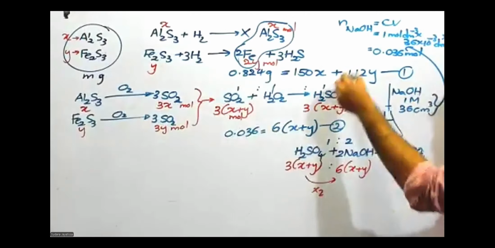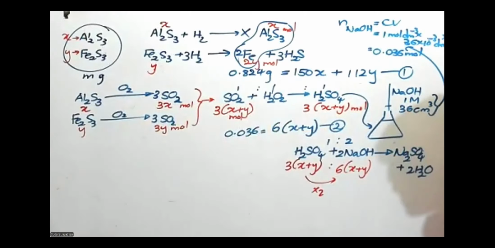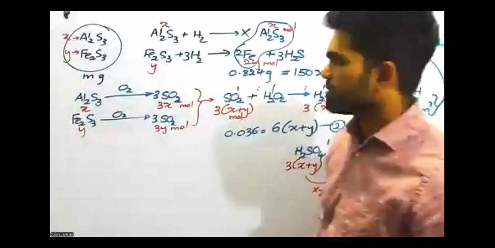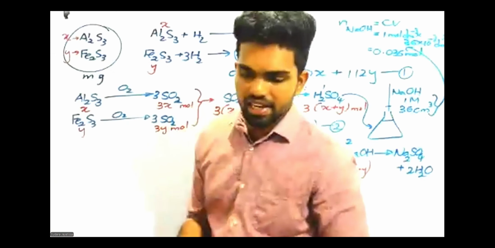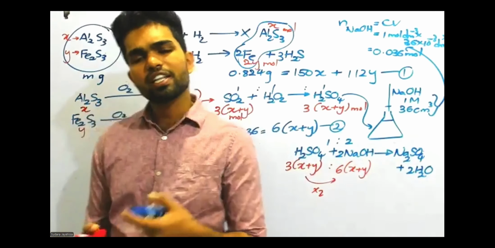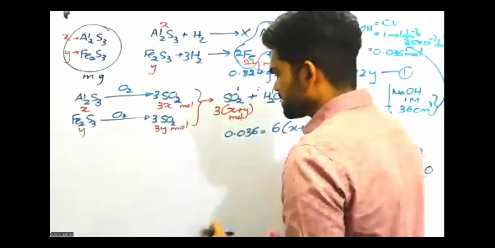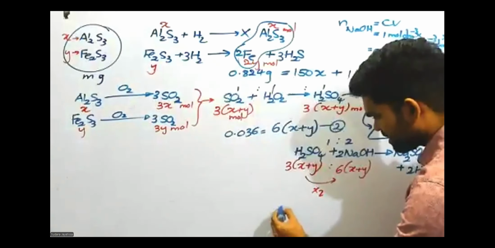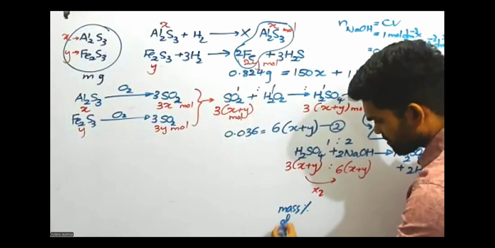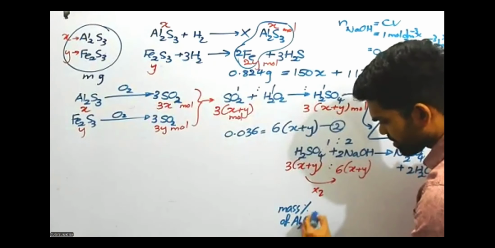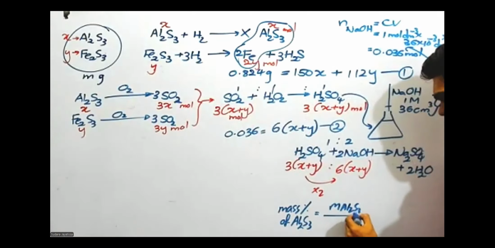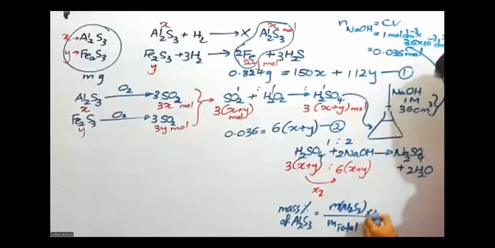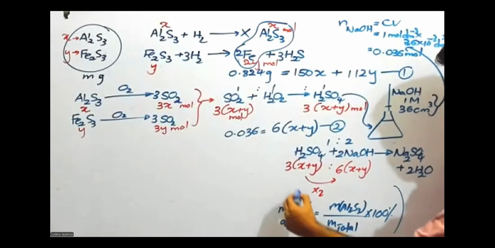Can you see the two equations? By simplifying them, we can find out x and y, which means the number of moles of the initial compounds. Then we can easily go to the mass percentage. So how do we find the mass percentage? Finally, we are going to find it now. Mass percentage of, let's say, Al2S3. What should we do? Get the mass of Al2S3 and divide by the total mass, which means the sum of the two compounds, and then multiply by 100%. This is the summary of the question.